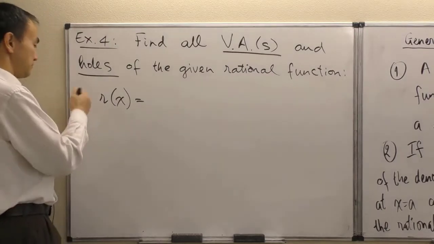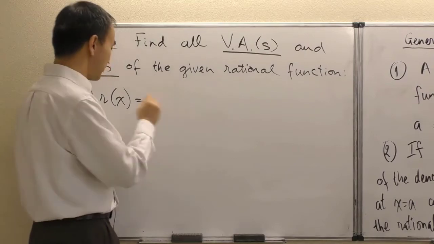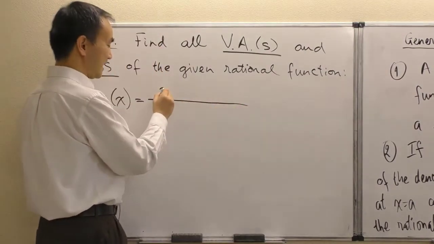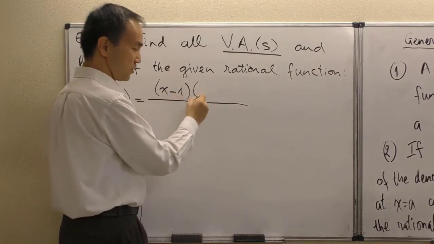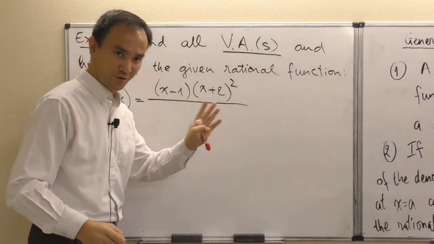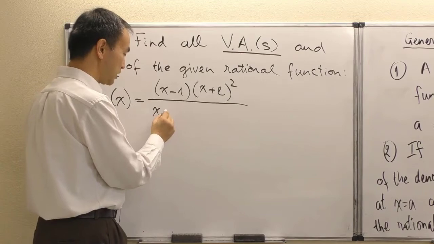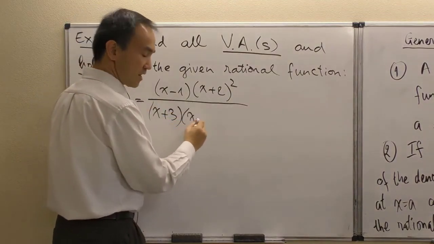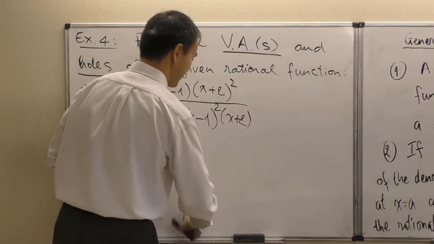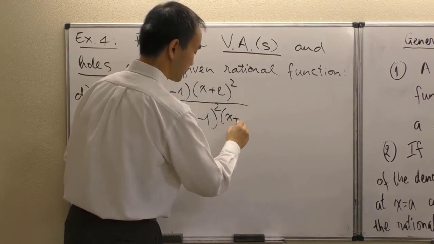All right, so with this part D right here, our function. Now this time, thankfully, it's going to be given as follows: x minus 1 in product with x plus 2 all squared, factored completely already. And now the denominator has x plus 3 in product with x minus 1 all squared times x plus 2. Another polynomial is given completely in factor form.